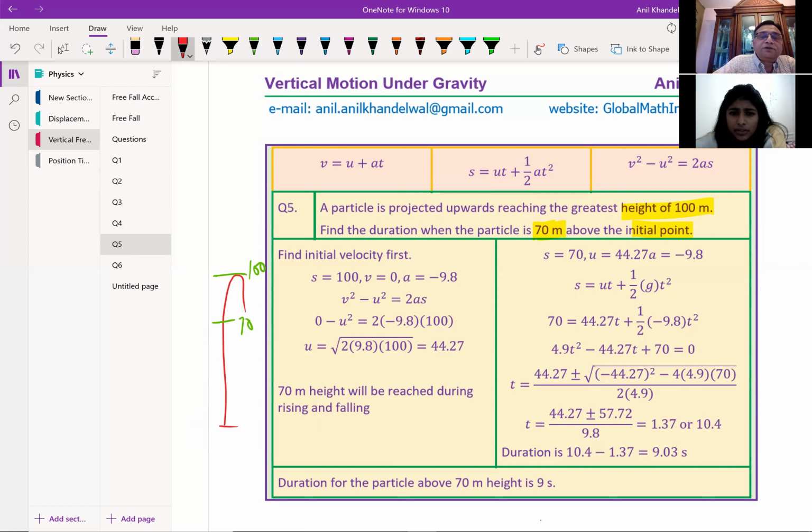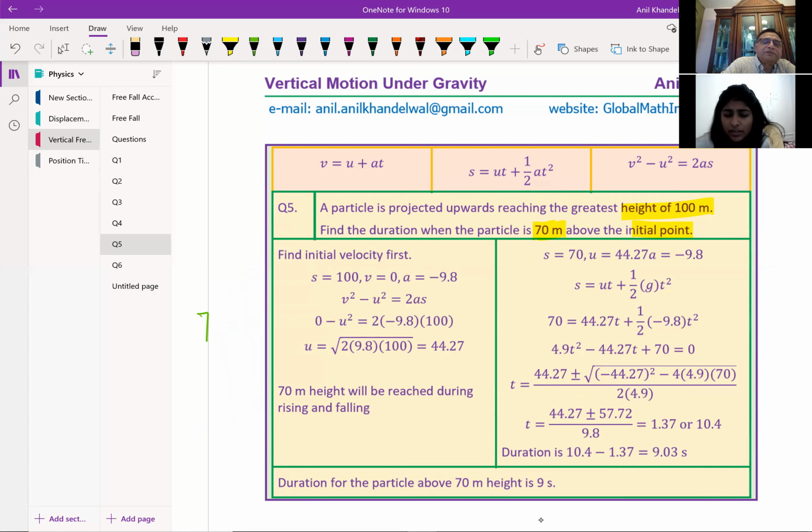So it could be above, or coming down. So it could be 70 meters both ways. Do you understand? The question is: find the duration when the particle is 70 meters above the initial point. So while going up, find the time. While coming down, find the time. So it is this interval which we are talking about. You get the idea. That is 70 meters, and that's the initial point.